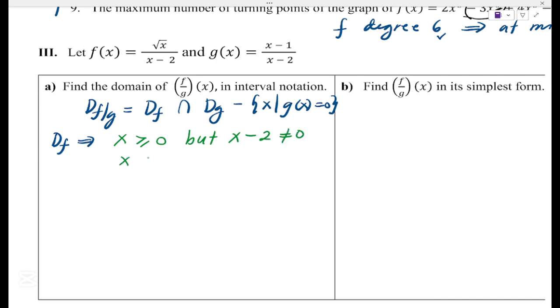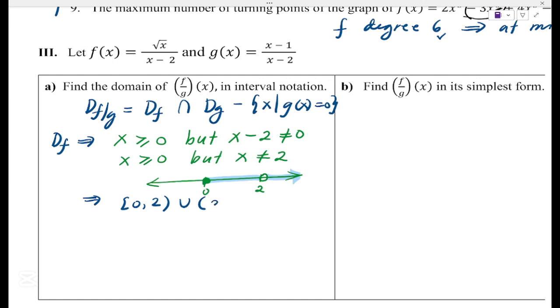So if we solve this, x is greater than or equal to 0, but x cannot be 2. If we try to graph that on the number line with 0 and 2, we have open at 2 and closed at 0. It says that x must be greater than or equal to 0, but not including 2. So this is the domain of your function: the domain is from 0 to 2, union from 2 to infinity.